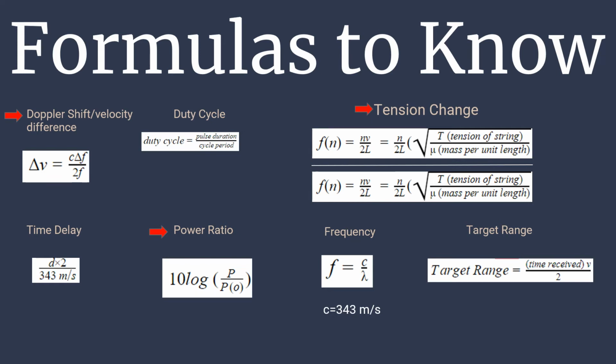We have the power ratio, which is used to determine the power difference between the emitted signal and the received echo. We have frequency, which again is just to calculate frequency, and then target range, which is a way of determining echo delay. We are going to be doing practice problems on the Doppler shift velocity difference formula, the tension change formula, and the power ratio formula.